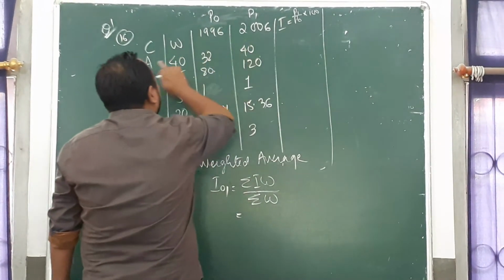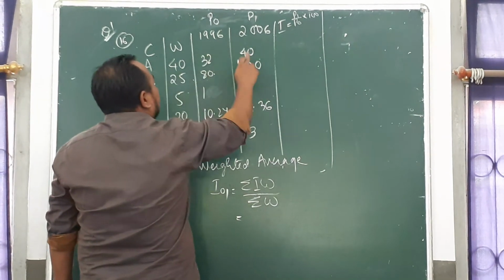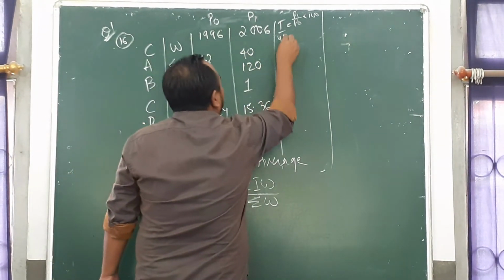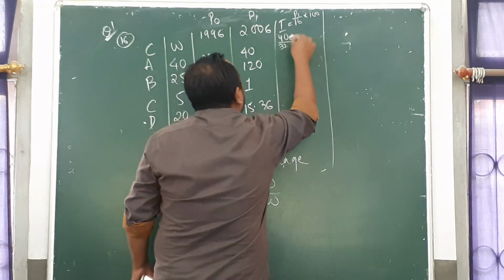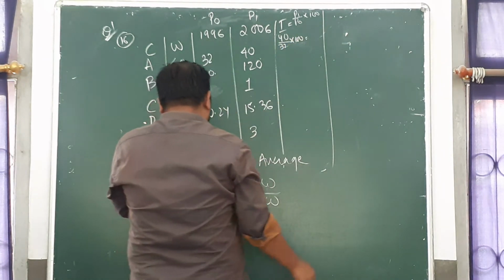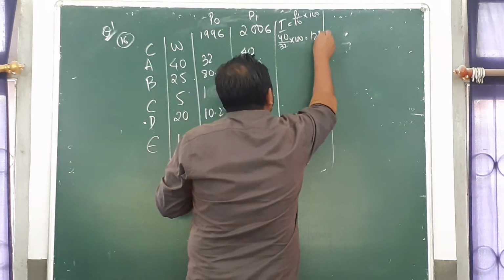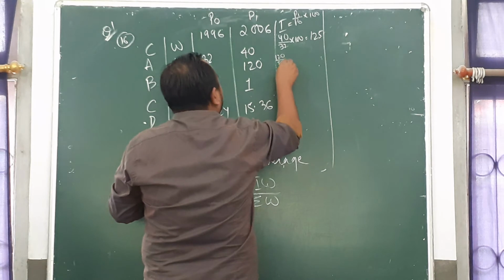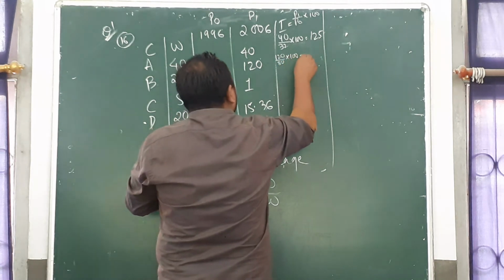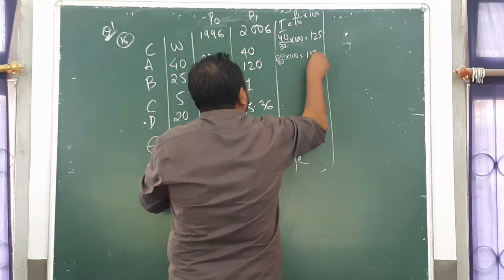For the first one, commodity A, what is P1? P1 is 40 divided by P0, which is 32, into 100. What do you get? You can cancel that, or use a calculator. Here you are getting 125. In a similar way, this is going to be 120 divided by 80 into 100. What will you get? You are getting 150.